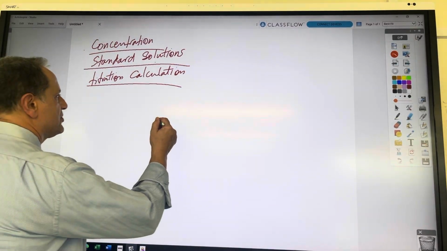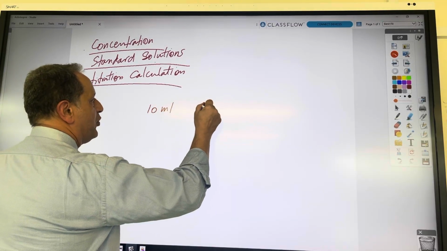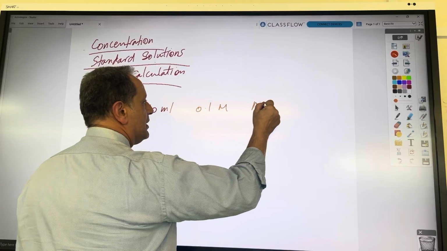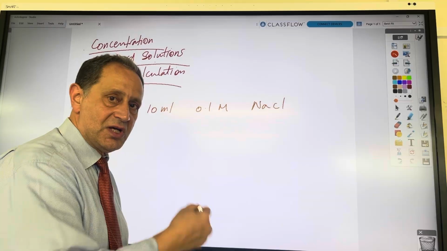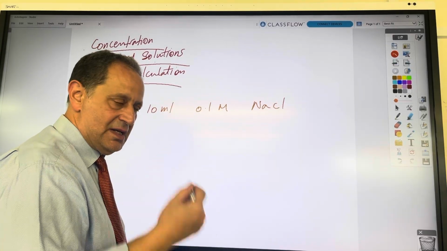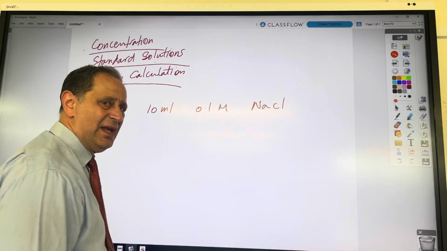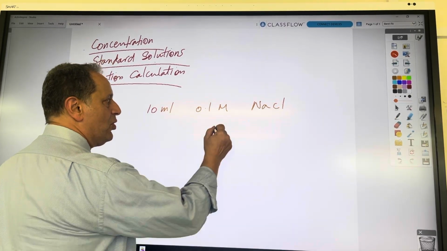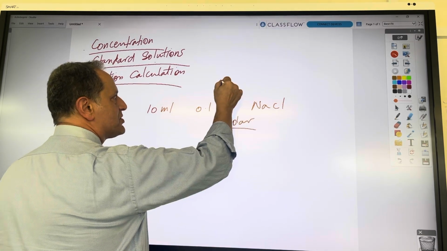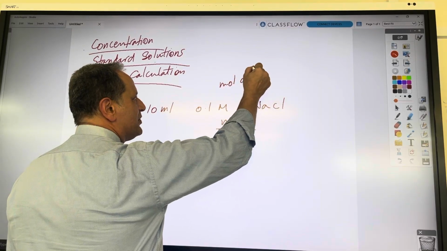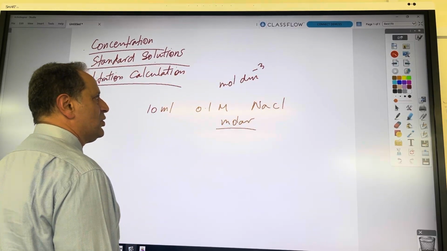If somebody asks you to make 10 milliliters of 0.1 molar solution of sodium chloride, let's start nice and simple. Once you get the principle, then you can apply it. This is an application subject after all. First of all, let's understand what M means. M stands for molar. And the unit, of course, is moles per decimetre cubed. You can either write it like that, or you can put a slash and just write dm to the power 3.